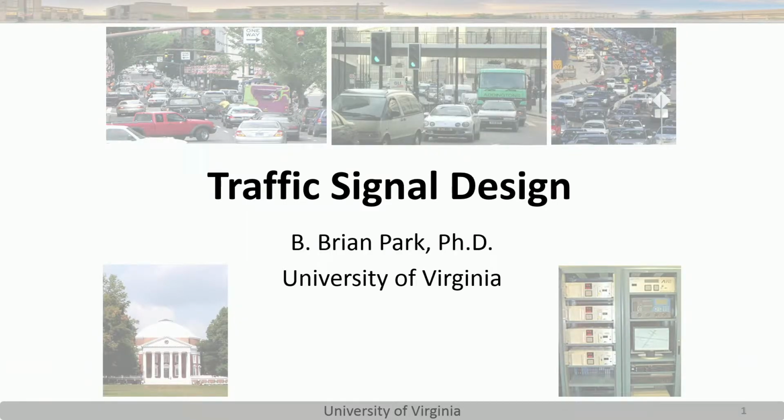And today we are going to talk about traffic signal design. I'm not sure how many of you know this topic in depth. I'm going to assume you do not have much knowledge. So we'll have a morning 2 hours talking about this.